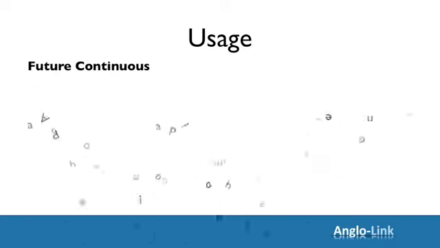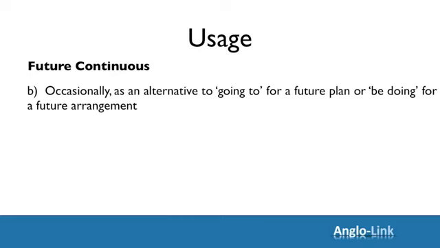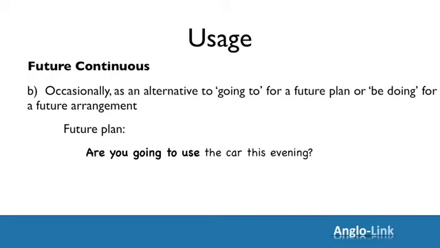Now, the second usage of the future continuous is occasionally an alternative to going to for a future plan or be doing for a future arrangement. We looked at these future forms, going to and present continuous, in lessons 6 and 7. If you haven't watched those lessons, I recommend that you review these tenses using those two videos. So, to remind you, for a future plan, we usually use going to. For example, are you going to use the car this evening? Future continuous is an alternative here. You can say, will you be using the car this evening?